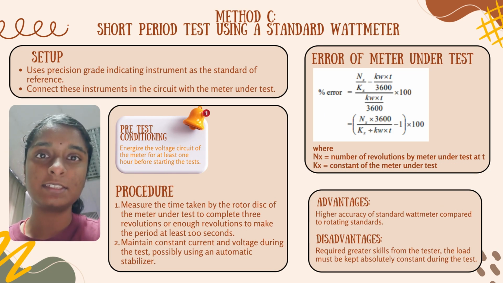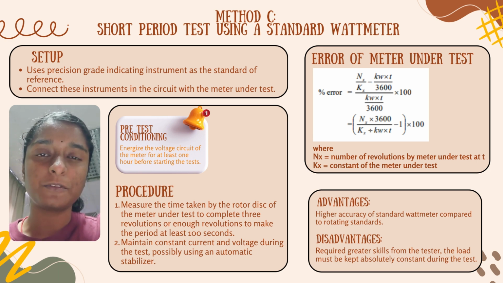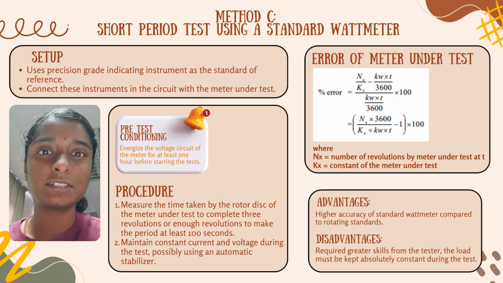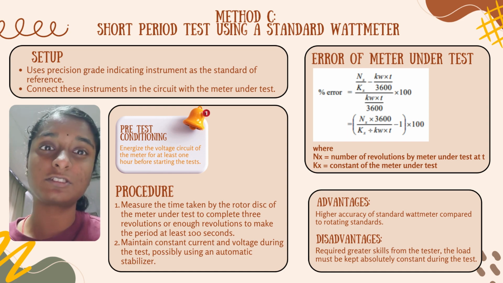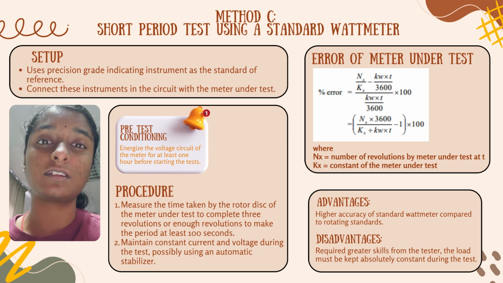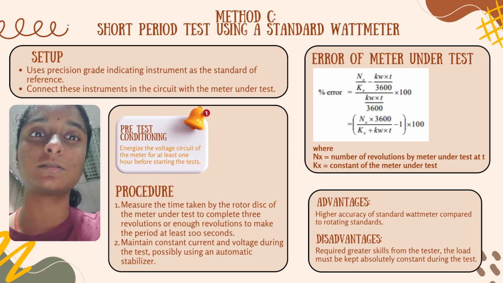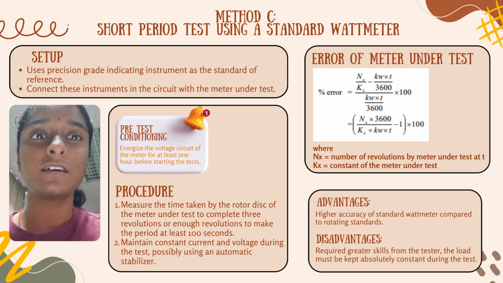The third method is short period test using a standard wattmeter. So the setup of the apparatus is the precision grade indicating instrument is used as the standard of reference, and we connect these instruments in the circuit with the meter under test. So before looking at the procedure, the pre-test conditioning is energize the voltage circuit of the meter for at least 1 hour before starting the test. So this must be done before conducting this method to test the error.